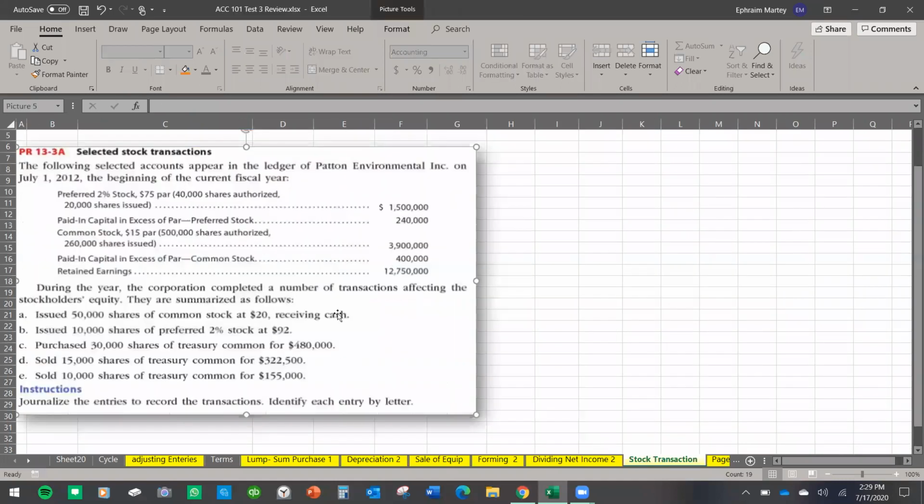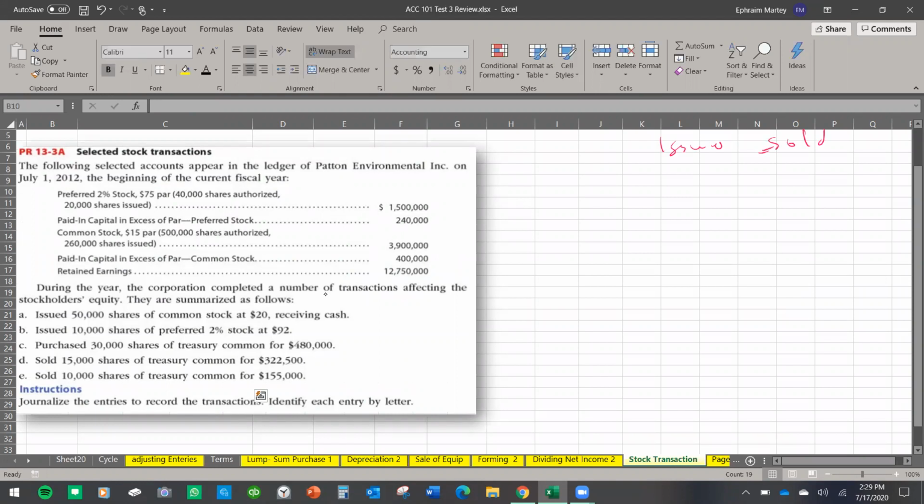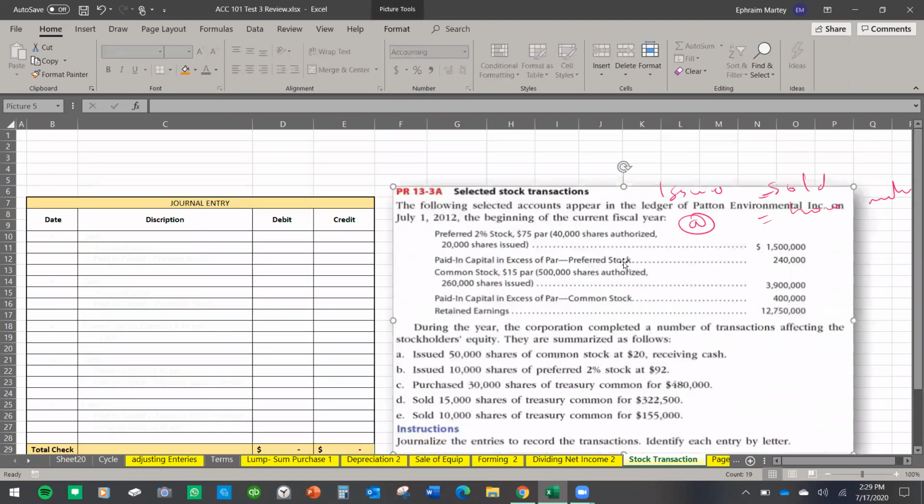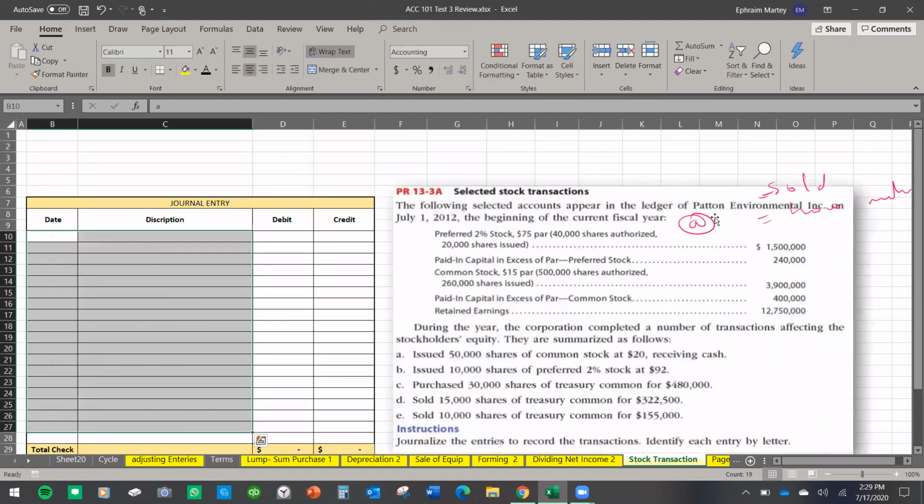Let's talk about stocks transaction. Okay, one thing you need to understand and remember always, when it says issue, issue means sold. So whenever you hear issue, and at means how much you sold it at. Okay, how much you sold it. That necessarily doesn't mean that is the worth of the stock you are selling. Okay, let's continue and do journal entry for these ones.